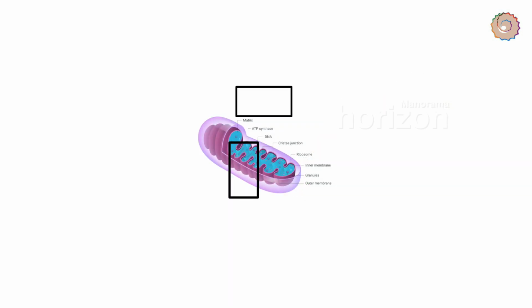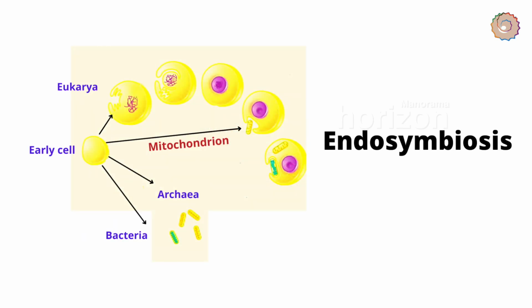The mitochondria contains its own DNA and can synthesize proteins on its own. Their origins are still mysterious. We believe that these organelles are actually the remnants of bacteria that were engulfed by larger cells long ago and entered into a mutually beneficial relationship.